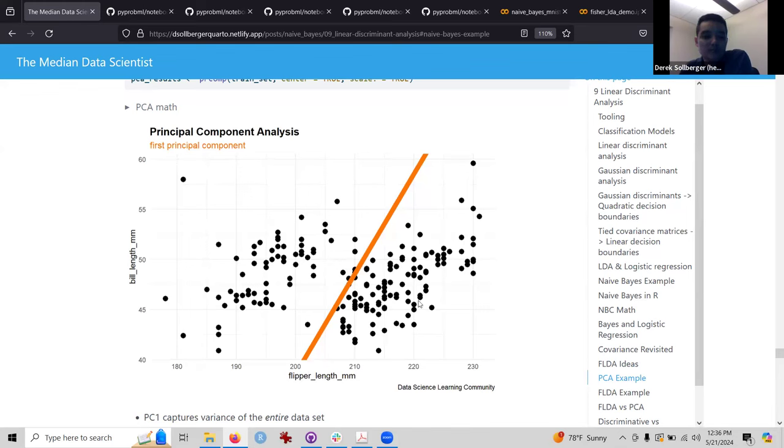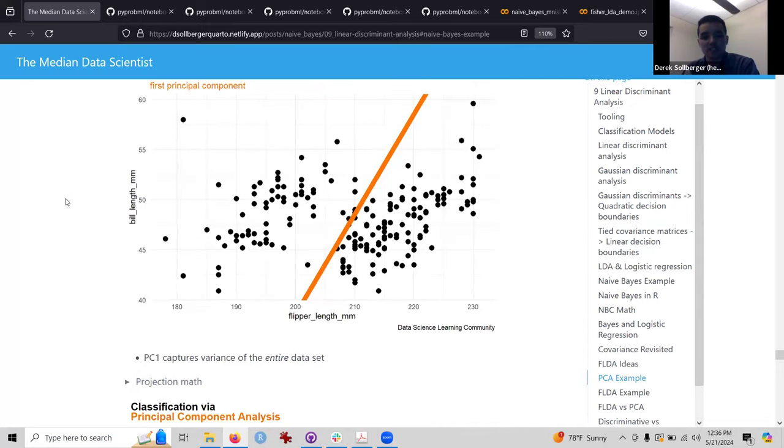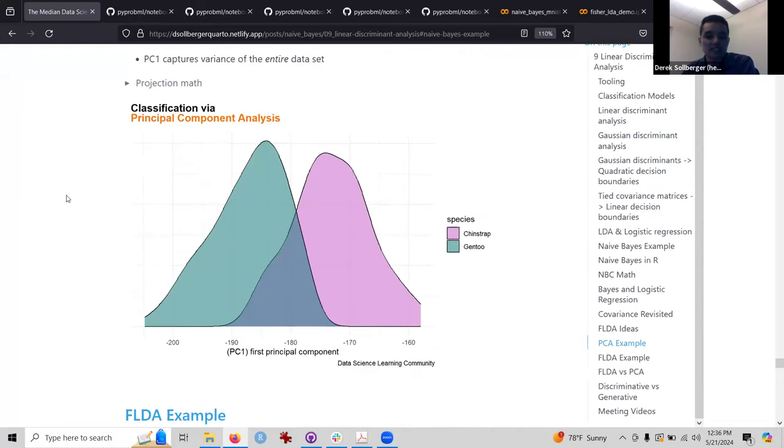With that in mind, I specifically chose to use just one color for the scatter plot in this particular image. If we then take the data that was labeled Chinstrap and Gentoo penguins and project it onto that orange line, we would get this density plot here, where we get a sense of maybe it's easy to classify the penguins, maybe it's not. Namely, that there is some overlap in the categories.